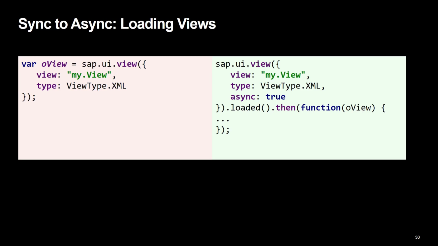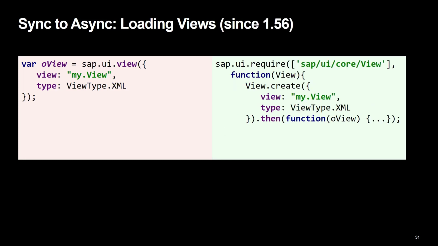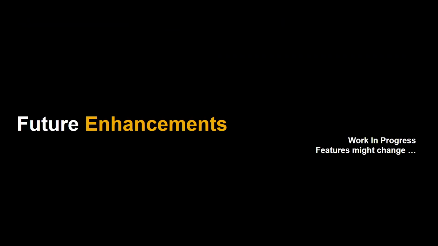Here, loading views, old style. If you're using the new one, async true, then we have a new function here, loaded. It's an event, and it returns the promise for you. Then you can continue and consume the loaded view. From 1.56 on, the same as with the component: you require the view, you create it, and then you can continue with the code and bring it forward.